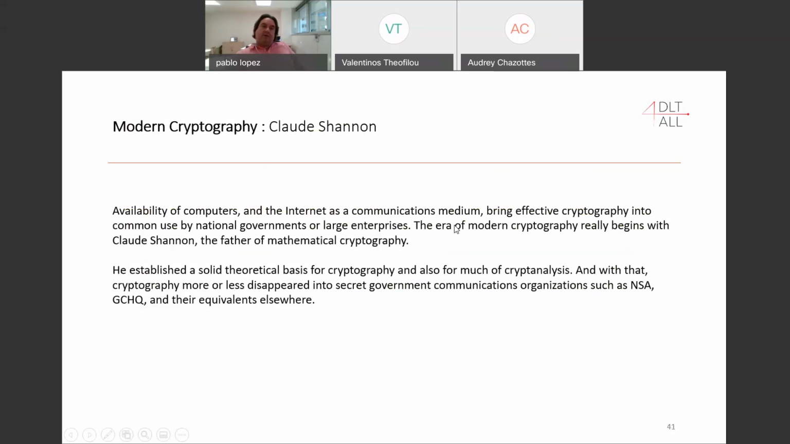Coming to our world, we see how it is used in the modern era of cryptography, which really begins with Claude Shannon, the father of mathematical cryptography. We are moving from the alphabets and the polyalphabets to mathematical cryptography, establishing a solid theoretical basis for cryptography and also a format for cryptanalysts. And with that, cryptography more or less disappeared into secret government communication organizations, the NSA or whatever. So we have cryptography inside us.